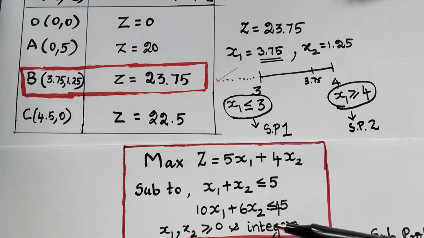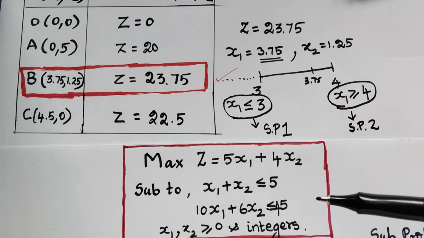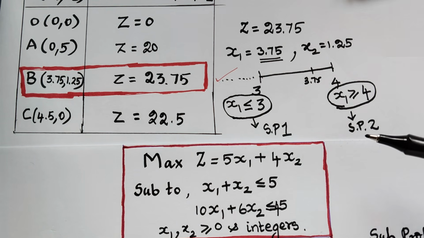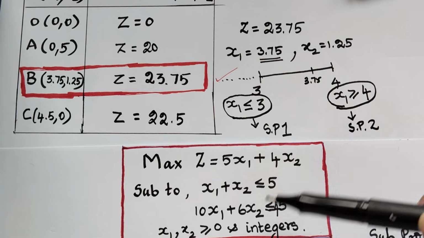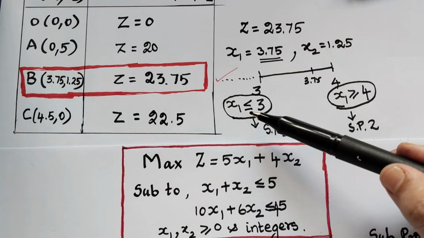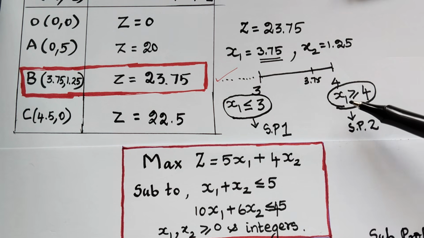Now in this problem, we are going to subdivide this into two problems, subproblem 1 and subproblem 2, by adding these two constraints. When this problem is added with the first constraint x1 less than or equal to 3, we get subproblem 1. When this constraint is added to this problem, we get subproblem 2.